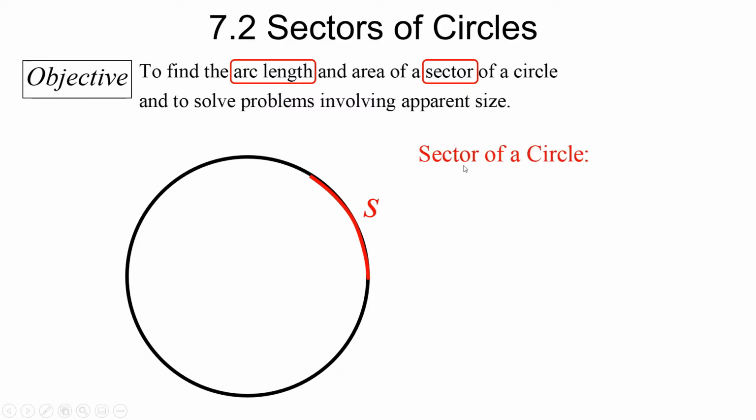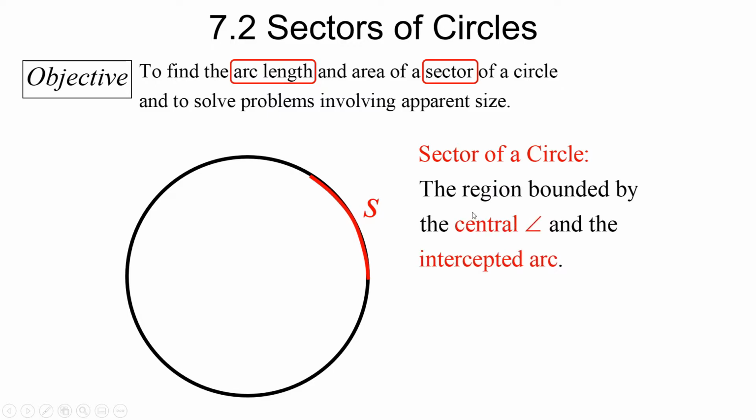So a sector of a circle, let's get the official definition for pre-calculus. The region bounded by the central angle. So this angle right here would be a central angle and the intercepted arc. This is the intercepted arc, and that piece of pie is a sector of a circle right there. So let's say that is 60 degrees.